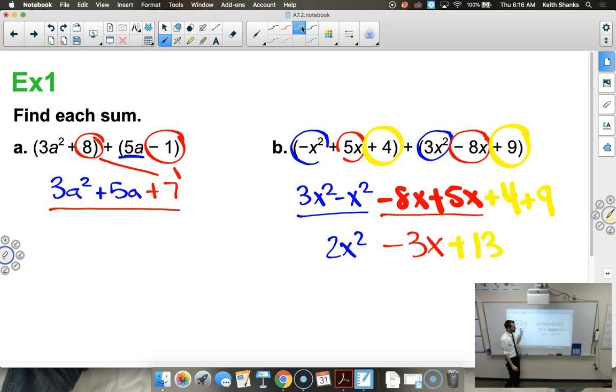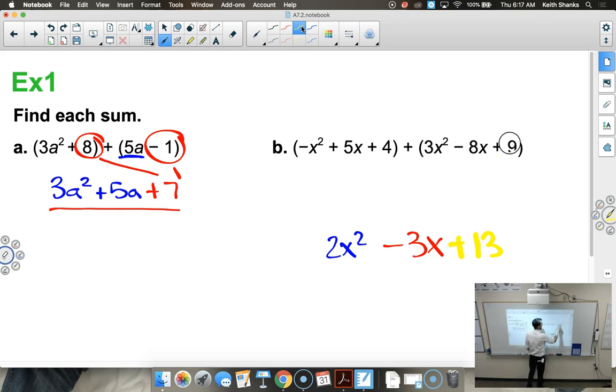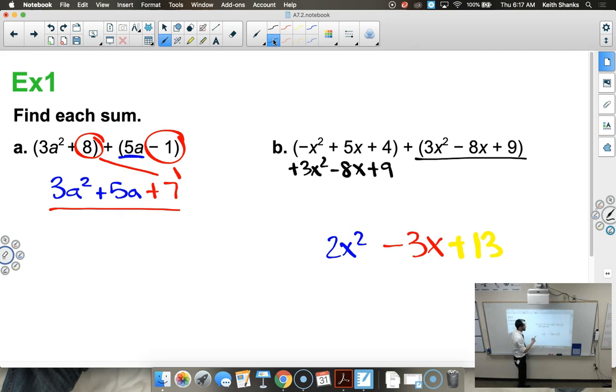Now, the way I solved this is I kind of left it the way it was written, all out in this horizontal way. But sometimes what they do is take this exact idea and layer them vertically. What I mean by that is they'll take this guy right here, and they'll move him underneath this one. So plus 3x squared minus 8x plus 9.